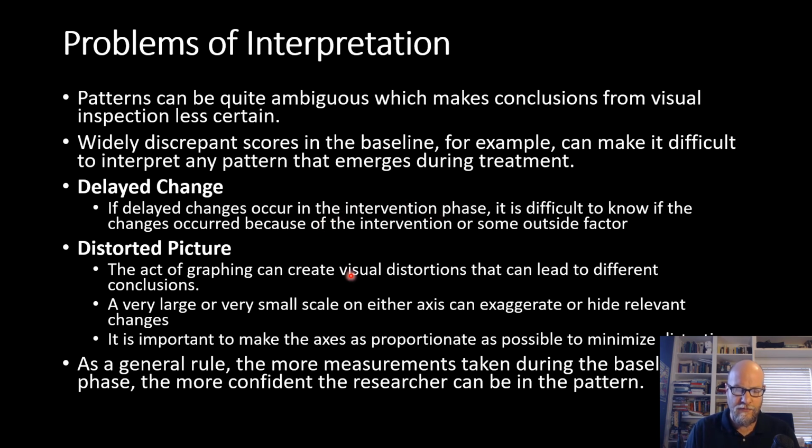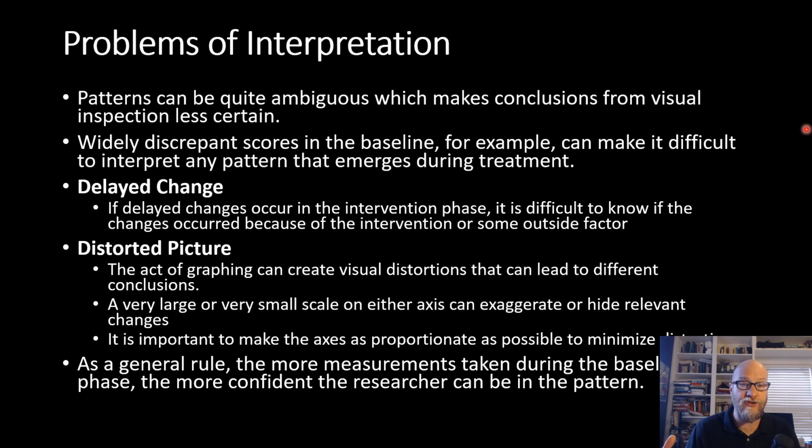The other is the problem of how graphs can be distorted, both intentionally and unintentionally. Graphing something and the choices that we make, the potential biases and error that we introduce by virtue of those decisions, can make for a very different interpretation of the same data. So how we graph can create visual distortions that can lead to very different conclusions. I'm going to show you an example in just a moment.